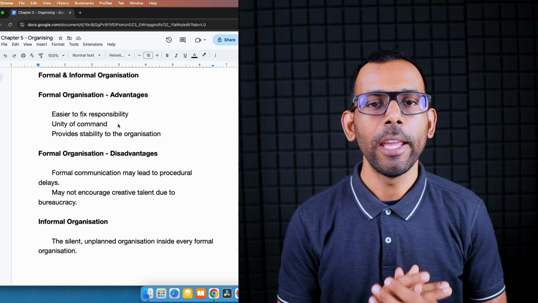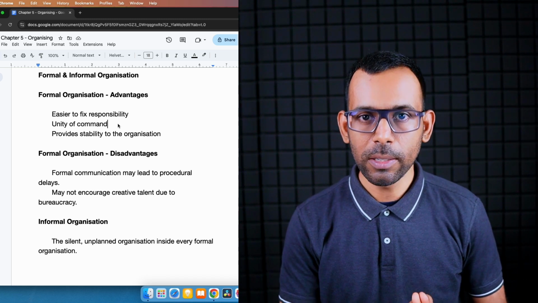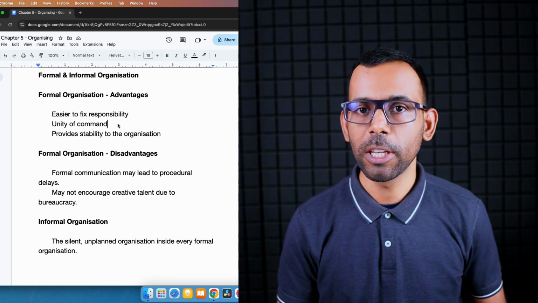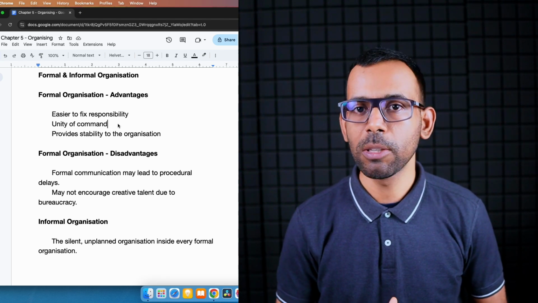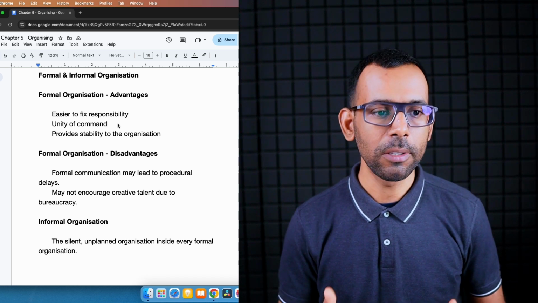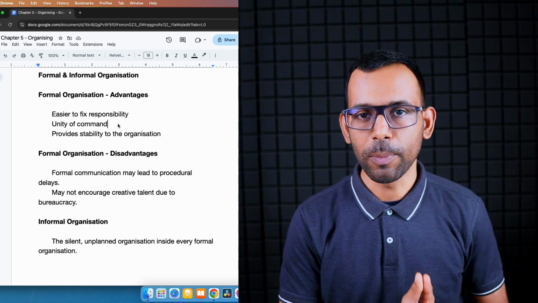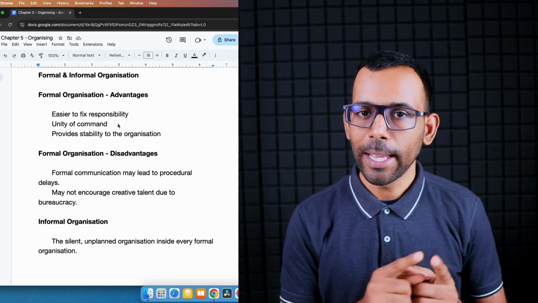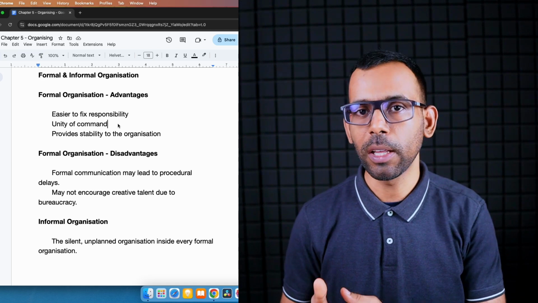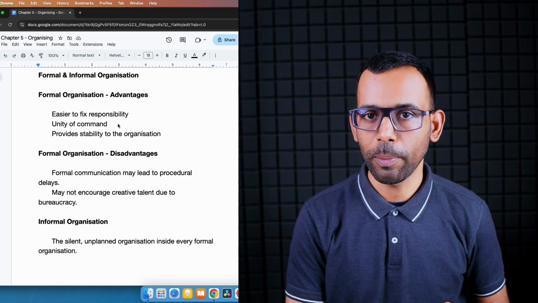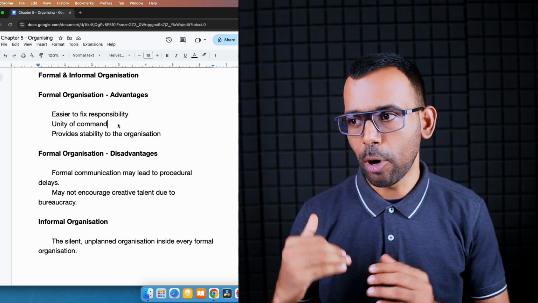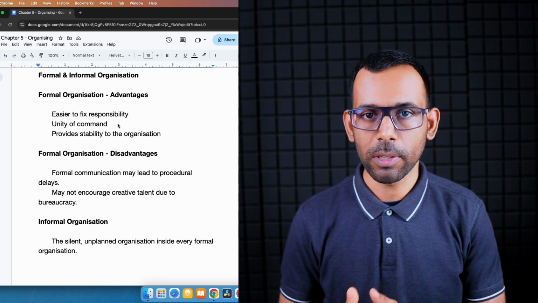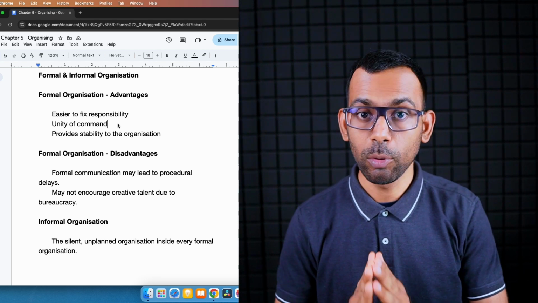Unity of command. Every organization that builds its structure formally will take into consideration Fayol's principles of management. One of the key principles of Fayol's management techniques is unity of command, which means a subordinate should have only one superior. A superior can have multiple subordinates, but a subordinate must have only one superior. That means if you are at the bottom level or middle level of the organization, you should be getting orders from only one person, which means a person should not have two bosses.